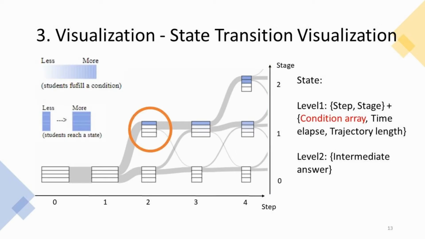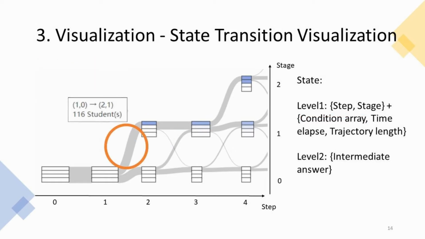We use a glyph to represent students' performance on a state. The number of rectangles represents the number of conditions. The color represents how many students fulfill a condition, and the width represents how many students reach a state. The transition lines between the glyphs show the number of students going from one state to another.